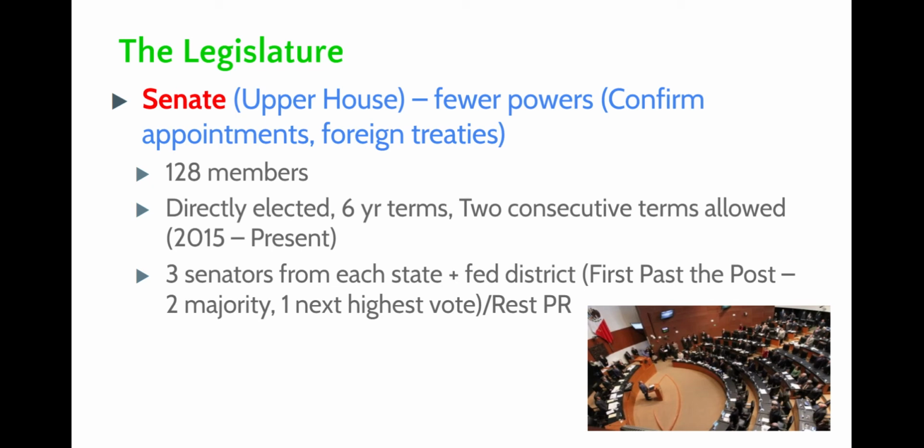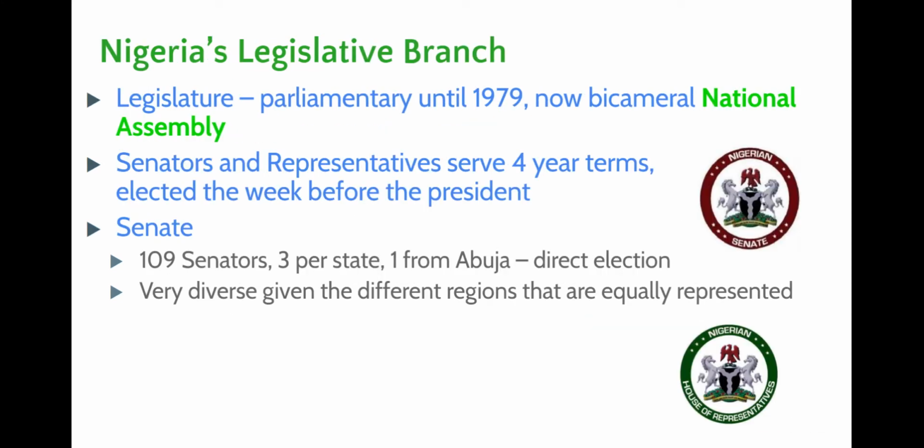So again, looking a lot like the U.S. Senate. Not surprising, not a coincidence. They have 128 members, directly elected to 6-year terms. That sounds like the U.S. Two consecutive terms allowed. So again, you have term limits, but loosened term limits compared to where they were. And their electoral system is they have 2 senators for each state, and then two senators for the next highest state, and then one, and they have a system of proportional representation under that. So we'll talk about that later.